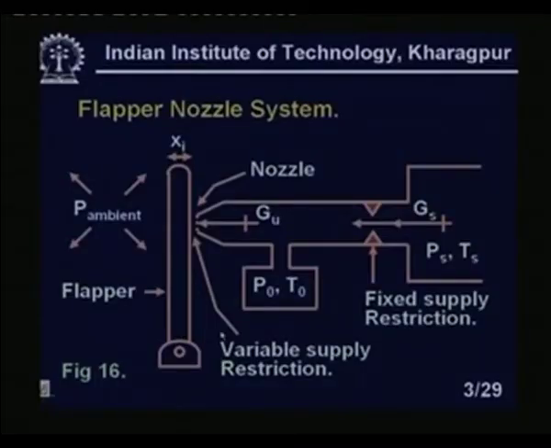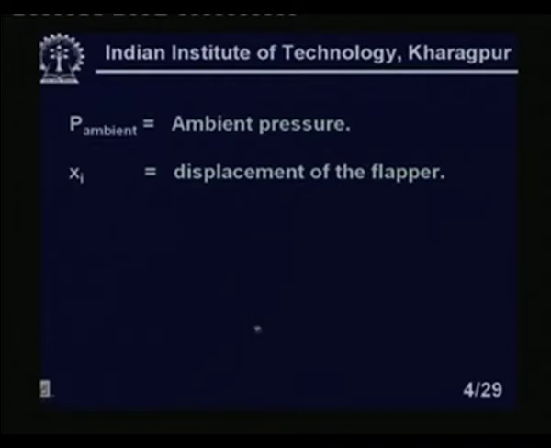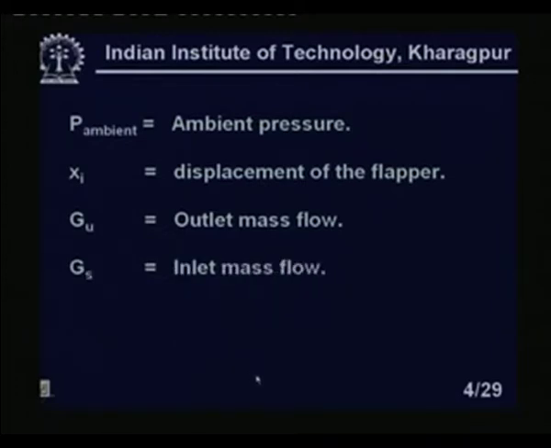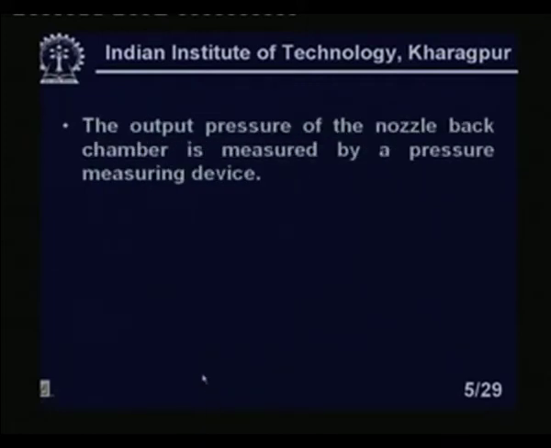And we also have, at the end of the nozzle, a fixed pressure supply or air supply, right? P is the ambient pressure, Xi is the displacement of the flapper, Gu is the outlet mass flow, Gs is the inlet mass flow, and PS, T are the inlet pressure and temperature. PO is the output pressure at temperature T0, obviously.